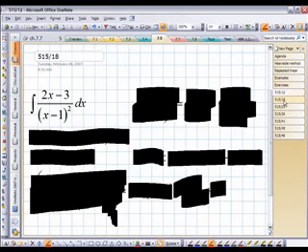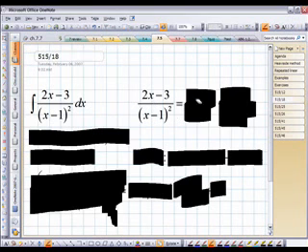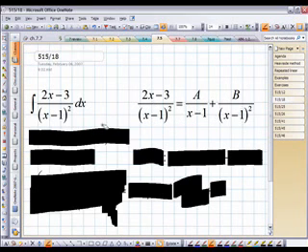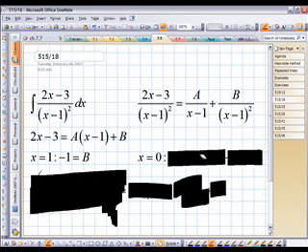Okay, this is a repeated linear factor, and so you need one factor per power. So we write it like this, multiply through by the common denominator again. You pick different numbers for x. 1 would be a good example. That gives you b immediately. And then pick any other number. 0 is usually a good choice then. And since you know b is -1, you can plug it in, and you get a.